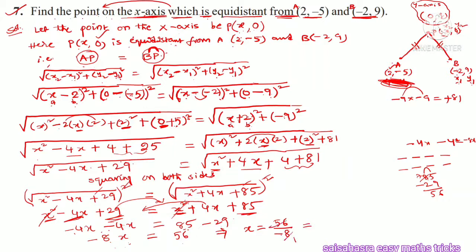8 one time, 8 7 times. So the x value is 7 by minus 1, that is minus 7. The x value is minus 7 only, but they are asking us to find the point. The point is assumed as x comma 0. Therefore, the required point is x comma 0, with x value minus 7, that is minus 7 comma 0.